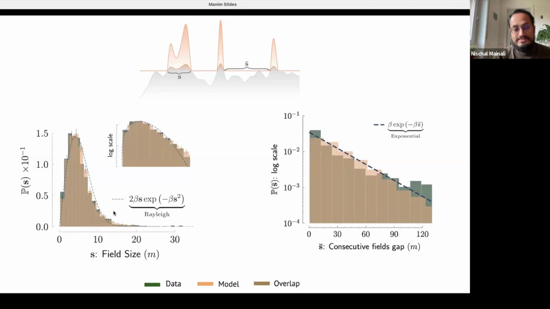At the same time, field sizes also cannot be too large, because it's statistically unlikely that the field will spend a very long portion above the threshold. So you also get a sharp decrease in the probability of having very large fields.